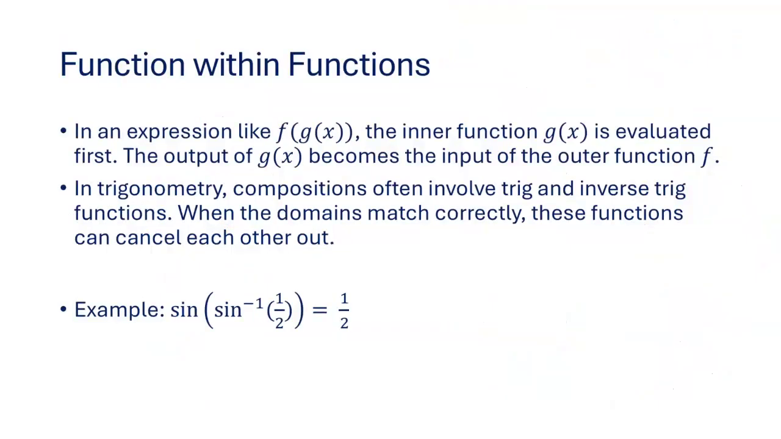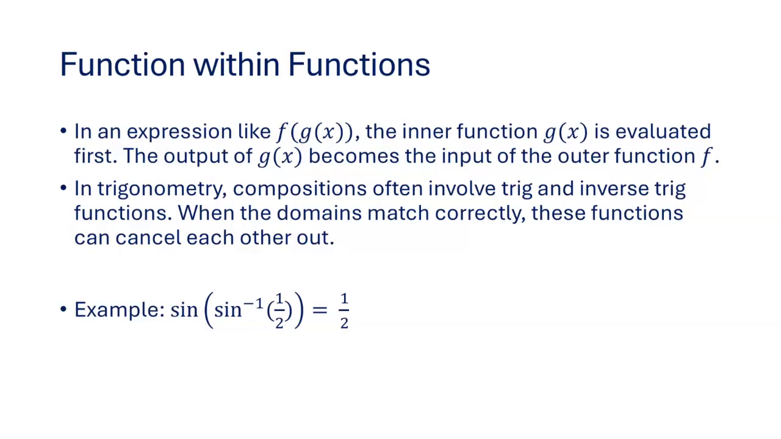And then on to functions within functions. An expression like f of g of x, the inner function g of x is evaluated first. Then the output of g becomes the input of the outer function f. Basically saying you're going to follow order of operations, PEMDAS. You're going to do the stuff inside the parentheses first. You're going to evaluate whatever g was. If g was cosine, you'll do that, and then use that value to plug in for f.